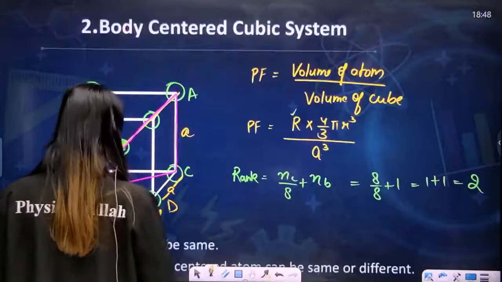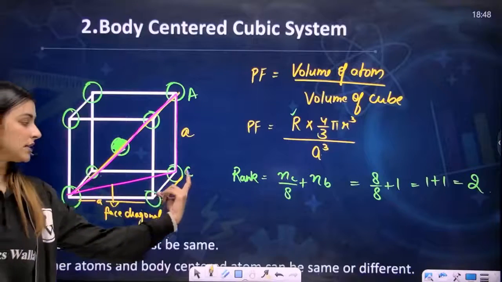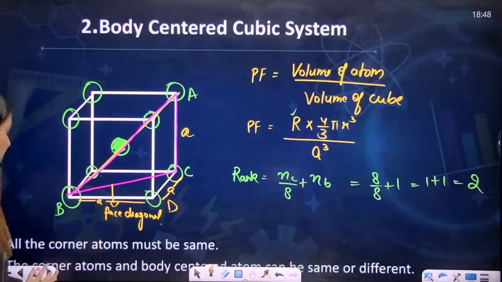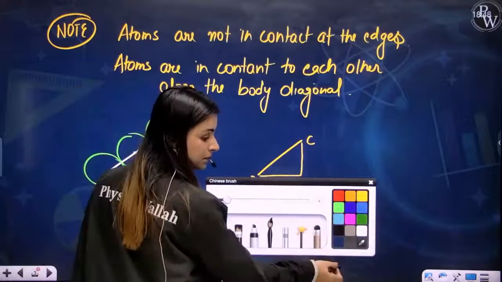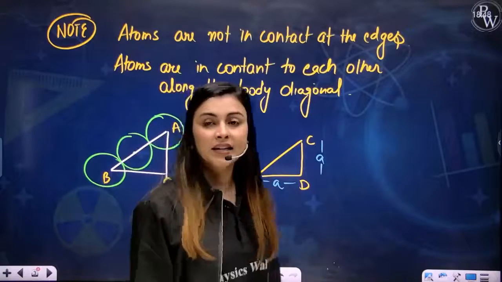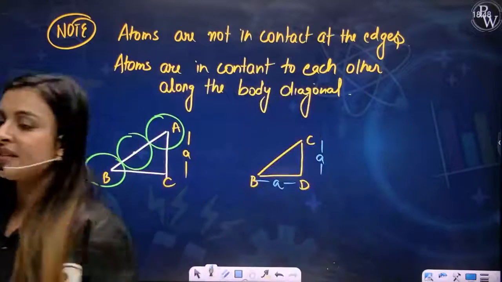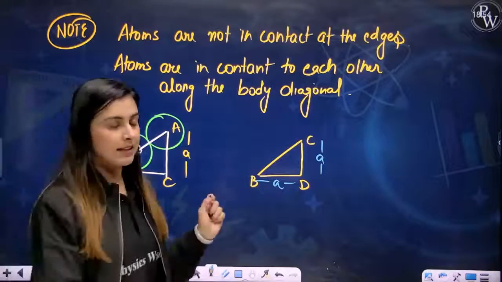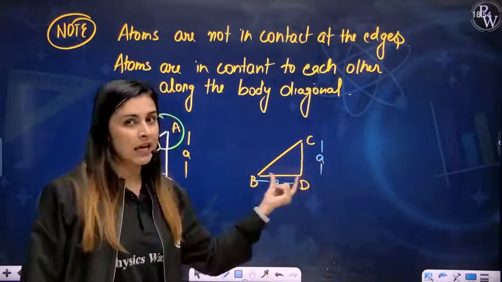You know that this CD length is a, and this BD length is also a. So let's put these values. Here you have a, and here also you have a, right? Yes, perfect, my dear students. Just a second, write this and then we'll move forward. I hope you've written this. Now let's try to understand this. You have edge length a here, edge length a here.